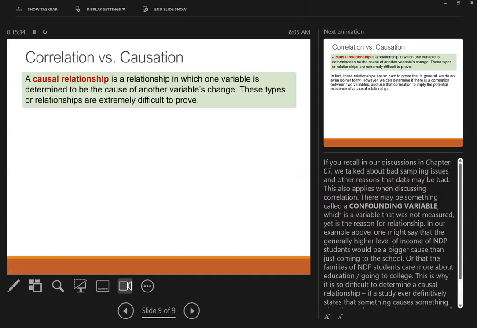Now, what I want to emphasize here is the difference between the terms correlation and causation. These two words are very different, especially statistically speaking. Causation is a difficult thing to prove. Correlation is much easier to prove, but says much less about what's going on.